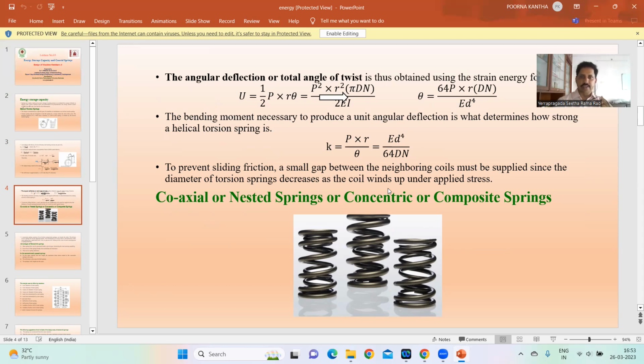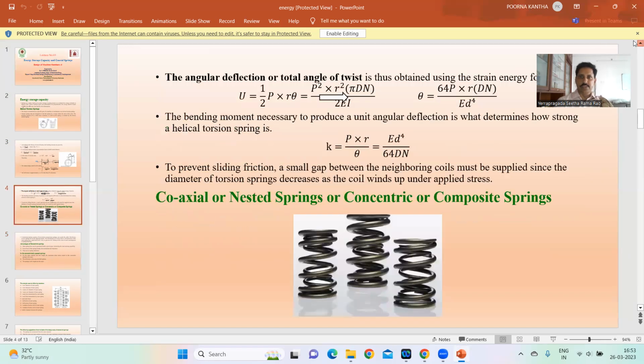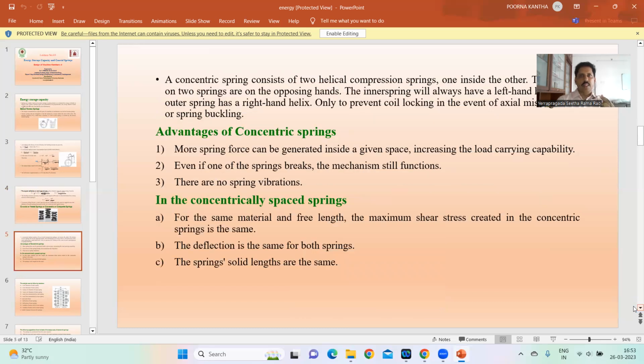The next one is the coaxial or nested springs, or concentric or composite springs. What do you mean by a composite spring? It consists of two helical compression springs, one inside the other. Just observe here in the figure itself. Here, the inner spring always has a left-hand helix and the outer spring has a right-hand helix. To prevent coil locking, we are using the coaxial springs here.